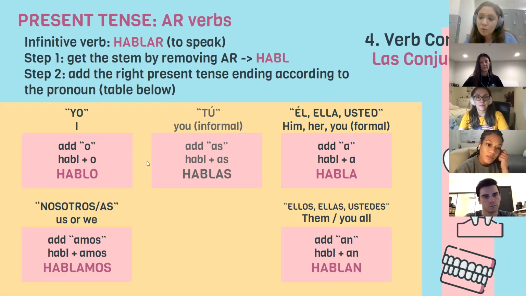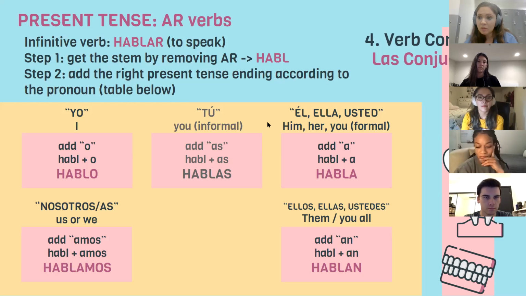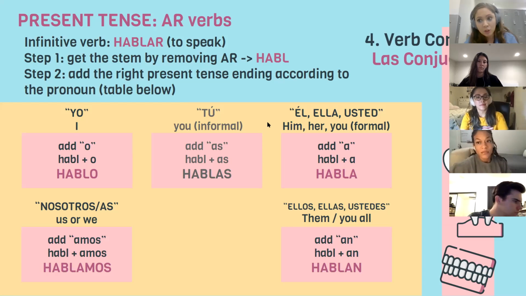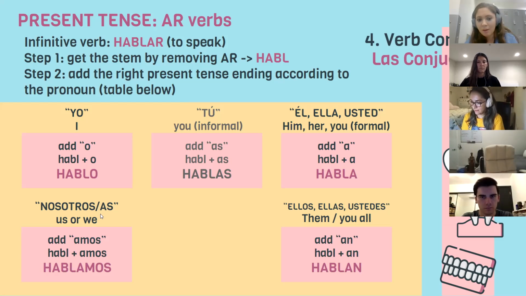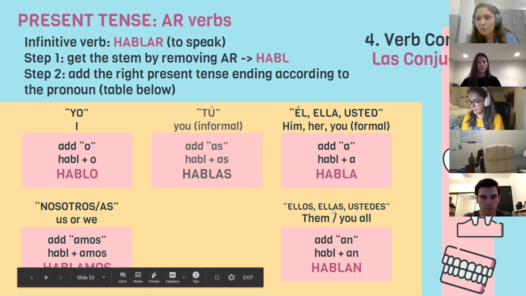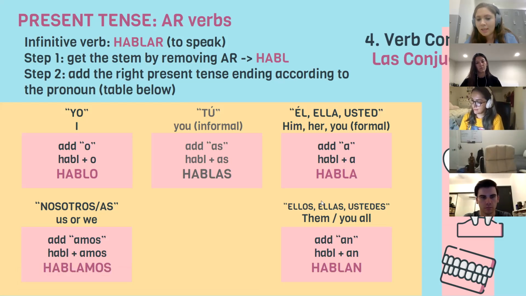The ones we really recommend you know are yo and tú, because those will most probably be the ones you use speaking with your patients. If you have more time, you can go into él, ella, usted, which is he, she, you in a very formal way. Nosotros, nosotras, which is we in masculine and feminine. And ellos, ellas, ustedes, which is them, you all.